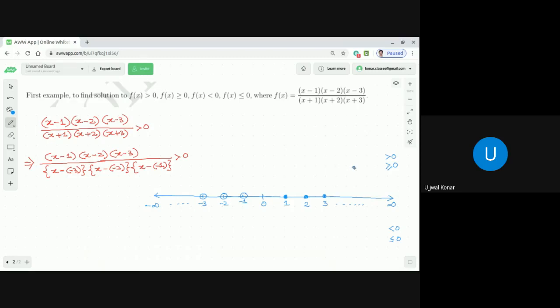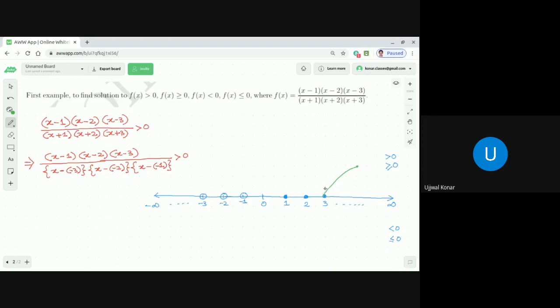How will I draw? From here I will approach the point 3. Let me use a different color, so that it will be clear. Let me use a green color. So above the number line, right of 3, this point. So from here I draw and come to the point 3 and just stop here.